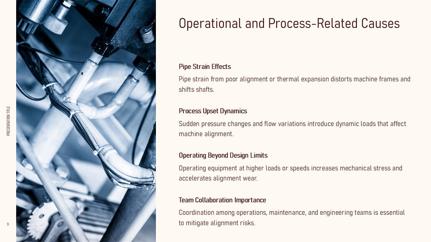Additionally, operating equipment outside its design envelope, such as at higher loads or speeds, increases mechanical stress and accelerates alignment degradation. Frequent start-stop cycles can also contribute to movement and loosening of components. These operational influences highlight the importance of considering the entire system, not just the machine itself. Collaboration between operations, maintenance, and engineering teams is essential to identify and mitigate process-related alignment risks. Proper piping design, flexible supports, and controlled operating practices play a key role in maintaining alignment stability.